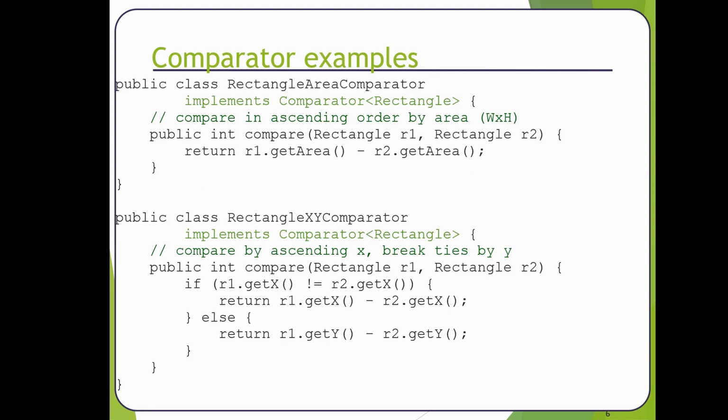Coming to the RectangleAreaComparator, we have a compare function which takes two parameters, Rectangle r1 and r2. It should return r1.getArea minus r2.getArea. So we have implemented the compare function; this is nothing but the RectangleAreaComparator. If you are going to sort depending upon the area, we need to make use of the first comparator. If you are arranging by the x and y parameters, a rectangle will have an x and y, then we need to make use of the RectangleXYComparator.